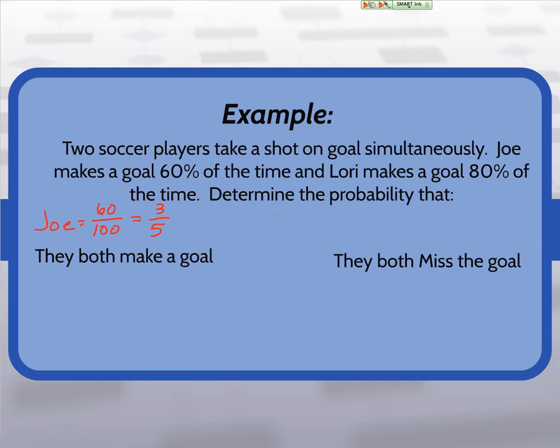We can do the same thing with Lori. Her percentage is a bit better. She makes it 80% of the time, which would be 4/5. She makes 4 out of 5 shots. So the probability they both make a goal: Joe is 3/5 and Lori is 4/5, and we just multiply them. That's 12/25 or 0.48, depending on if you enjoy the decimal versus the fraction. It's your call. Just be able to interpret or understand both.